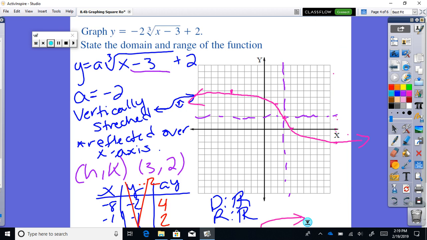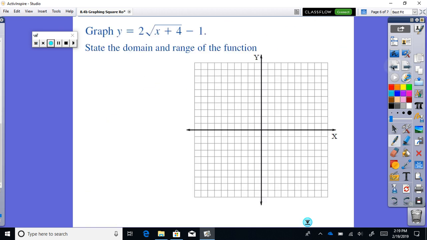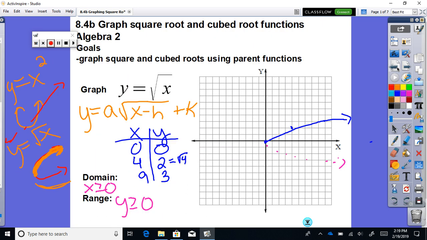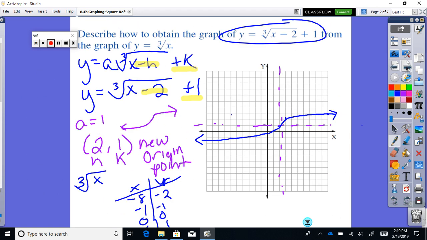Let's see what else we got. Wondering if I made the table correctly when I did this one. Oh yeah, I did 0, 4, 9. I missed 1, but that's okay.